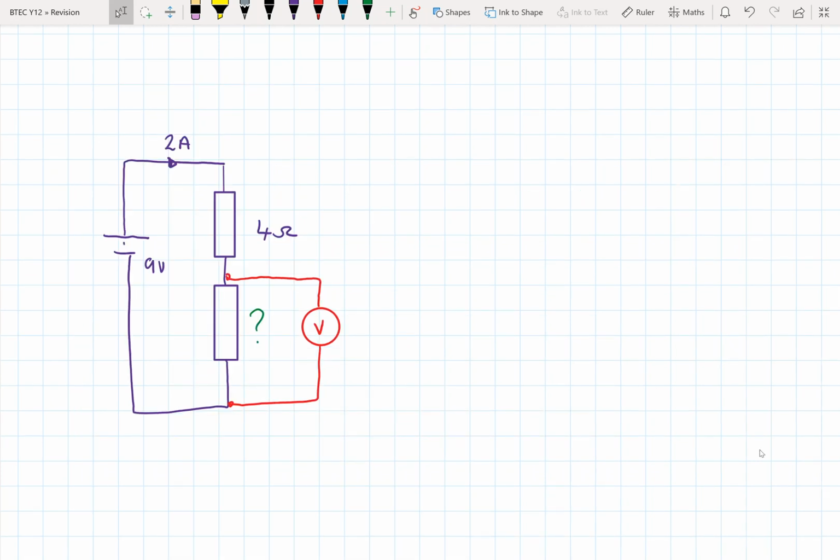Okay, one last question for us. We've got a 4 ohm resistor, 2 amps going through it. If we want to know what the voltage is across that unknown resistor, then if we work out what the voltage is across that 4 ohm resistor, that will tell us what the voltage is across the unknown. So voltage equals I times R. So 2 amps times 4 ohms equals 8 volts.